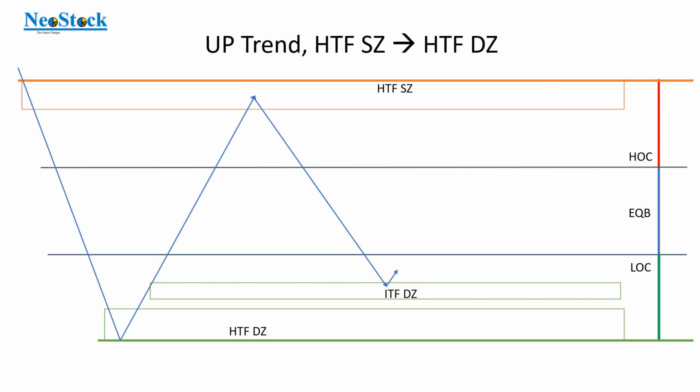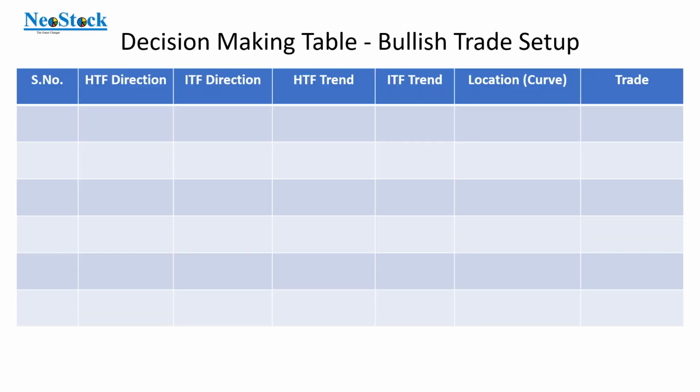Now by combining all these scenarios, we can prepare a table that describes when we can go for long trades. In total we have 6 scenarios. In this diagram, we didn't discuss all the 6 scenarios, so let me show you in the decision making table. This is the decision making table for long trades. Because they are long trades, I'm calling this a bullish trade setup. For the bullish trade setup, I am using these 6 parameters. Look into these 6 columns.